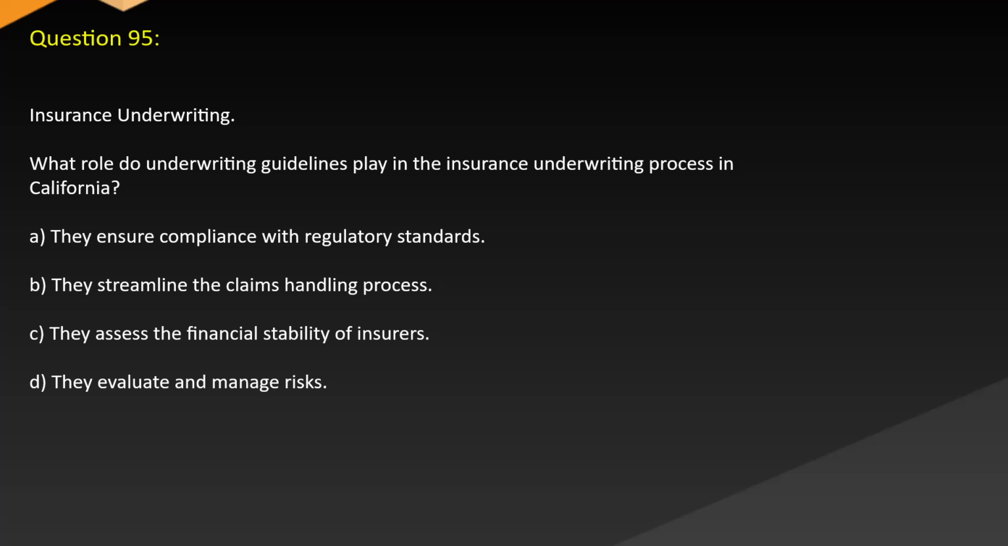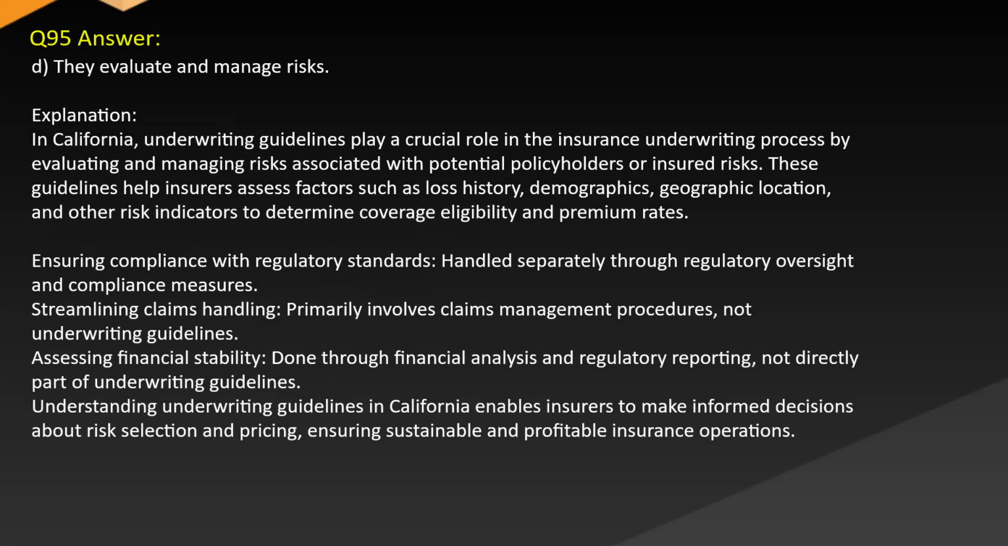Question 95. Insurance underwriting. What role do underwriting guidelines play in the insurance underwriting process in California? A. They ensure compliance with regulatory standards. B. They streamline the claims handling process. C. They assess the financial stability of insurers. D. They evaluate and manage risks. Answer: D. They evaluate and manage risks.